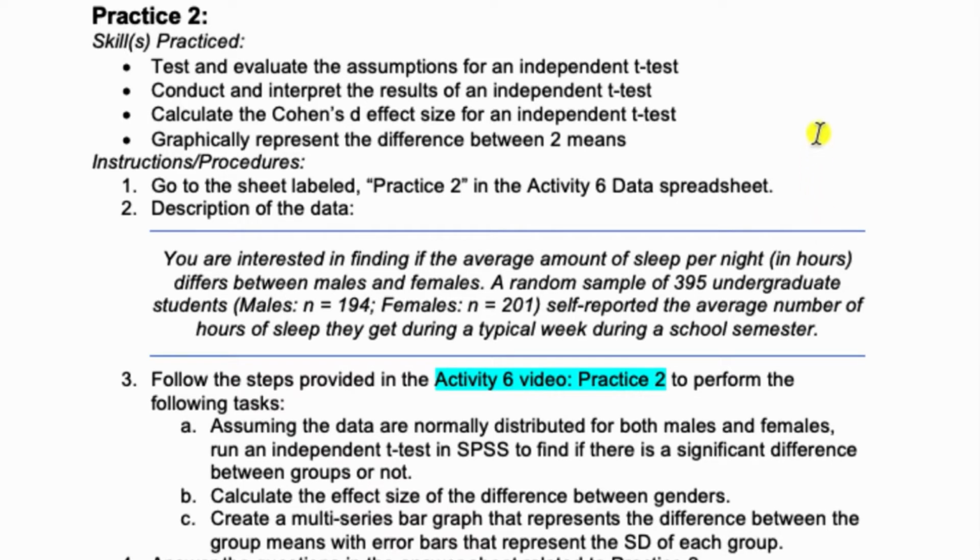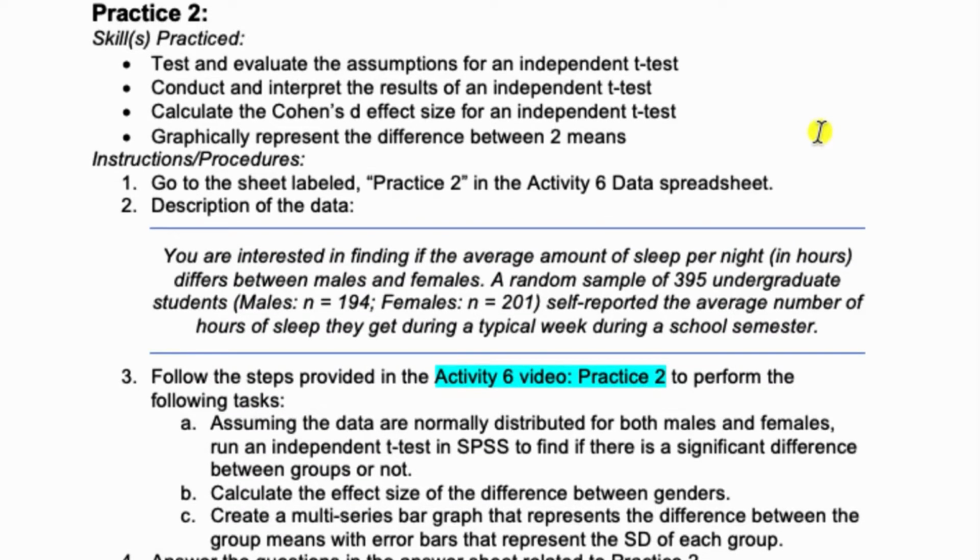Welcome to our video for practice 2. In this one, we're going to be reviewing how to run an independent t-test in SPSS. And then we're also going to practice calculating Cohen's d effect size and then graphing or creating a graphical representation of the difference between two means, which is usually best depicted with a multi-series bar graph.